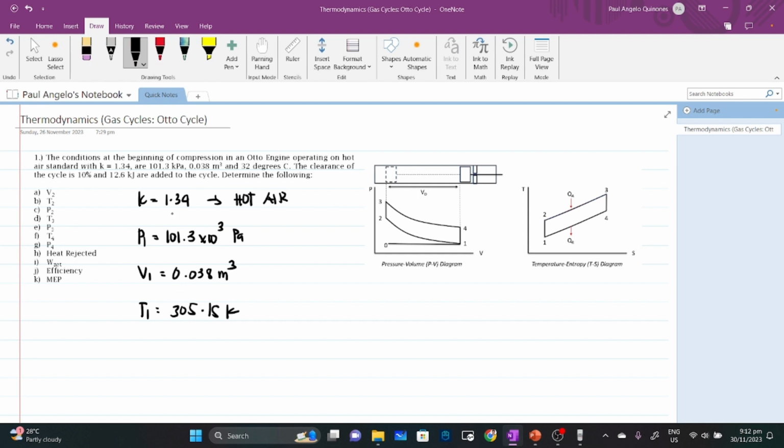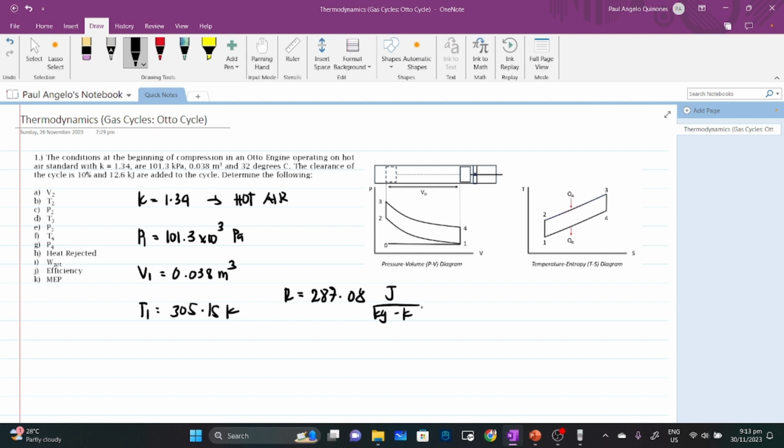Next, since we know that the gas is air, let's write the specific gas constant of air. Since we are dealing with SI units, this is 287.08 joules per kilogram Kelvin. We are asked to solve for V2, P2, T2, P3, T3, P4, T4, so basically all the pressures, volumes, and temperatures of the cycle, the heat rejected, the net work, efficiency, and the mean effective pressure.